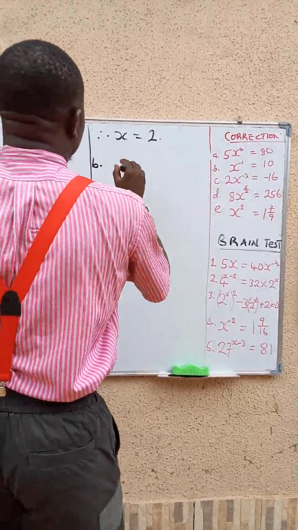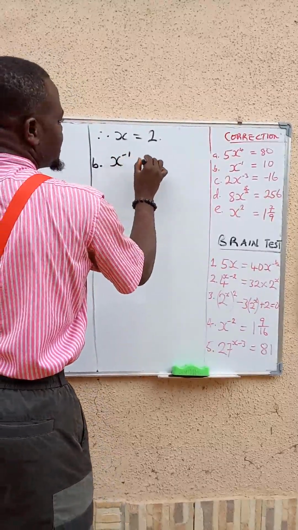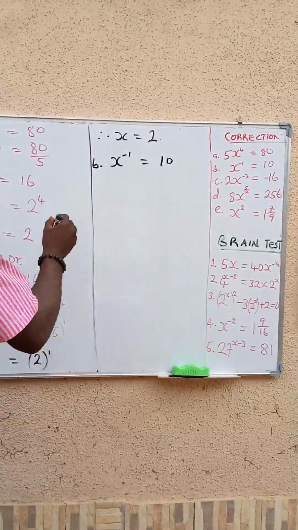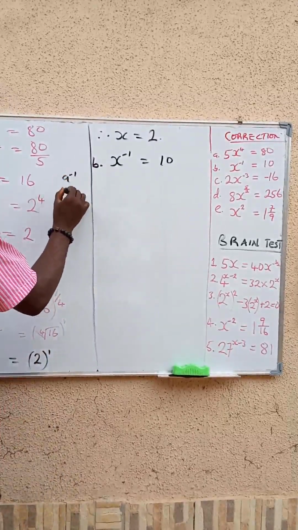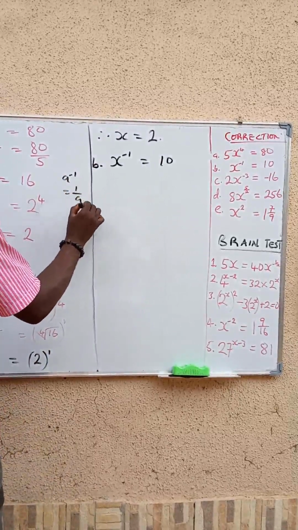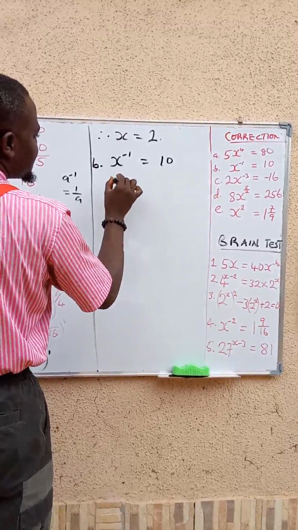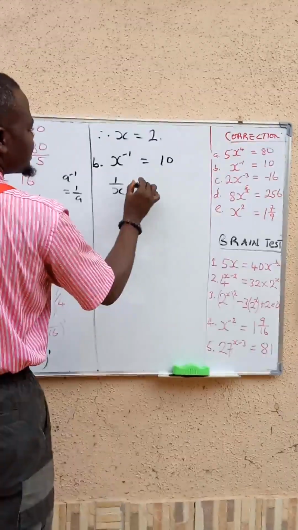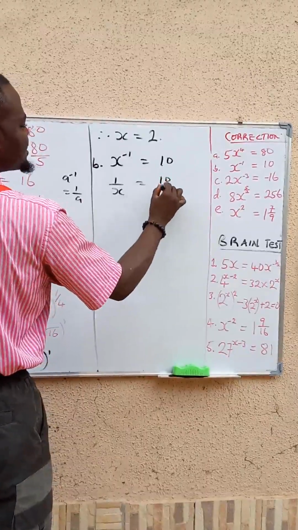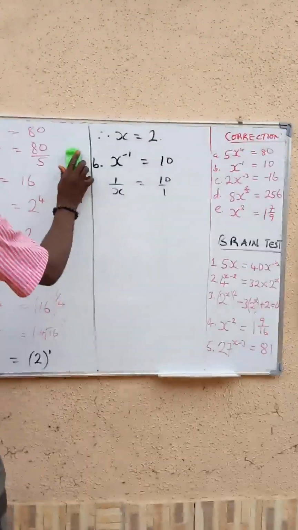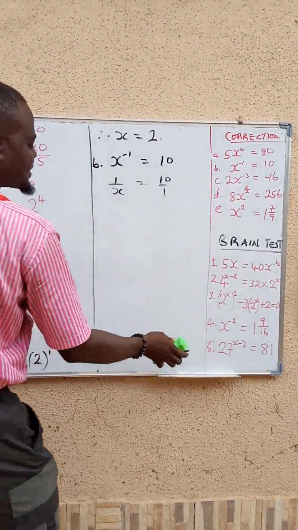Now, x raised to the power of minus 1 is equal to 10. In this case, we apply that if you have a raised to the power of minus 1, it's the same thing as 1 over a. Therefore, this gives me what? 1 over x is equal to 10. We can balance it up. Since 10 is standing on its own, we can make it over 1. 10 divided by 1 is the same thing as 10.